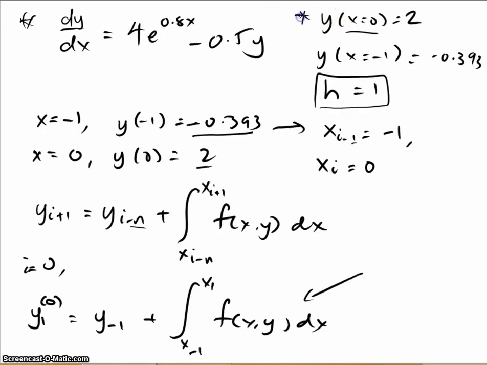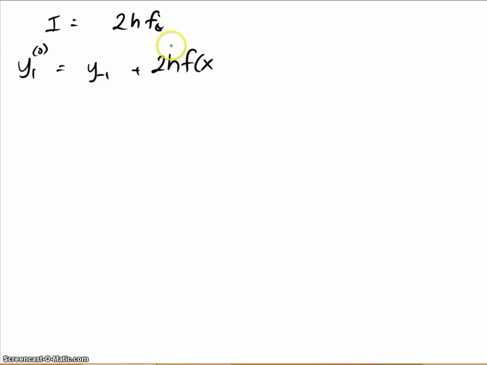You can see because we know the value at x₀ and one previous value at x_{i-1}, that means we can use the rectangular rule. Okay, so the formula for a rectangular rule is basically 2h f_i. So if I replace this into my integral, what I get is my value of y₁⁽⁰⁾ is given by y₋₁ plus 2h f at x₀. Okay, so just sub in all the values that you have. So what is y_{i-1}? y_{i-1} is -0.393 plus 2h, h is 1, and the value of f at x₀ is just the evaluation of this function at x₀. Sorry, it shouldn't be x₀, but it should be x₀, y₀.